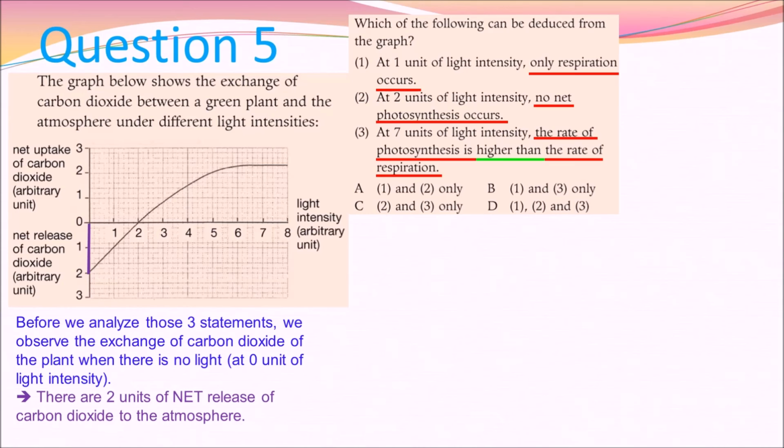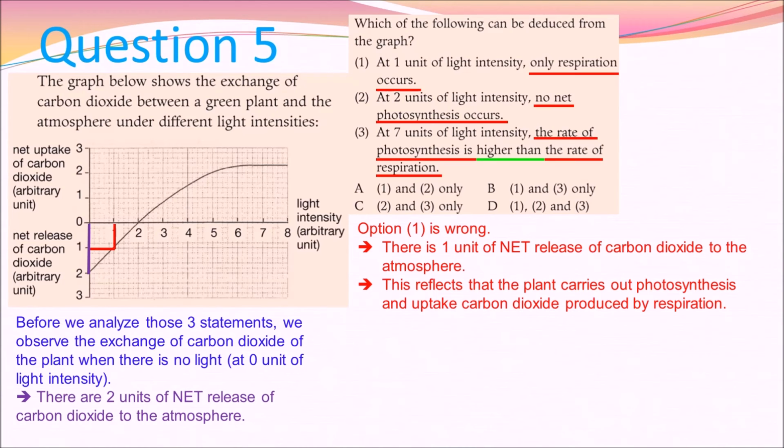Okay, and then we take a look at the question. For option 1, at 1 unit of light intensity, only respiration occurs. You can refer to the graph. At light intensity unit 1, we draw down and then draw to the y-axis, and we can see that the net release of carbon dioxide is 1 unit. So that means there is 1 unit less than before, because without light there should be 2 units of carbon dioxide released, but now only 1 unit.